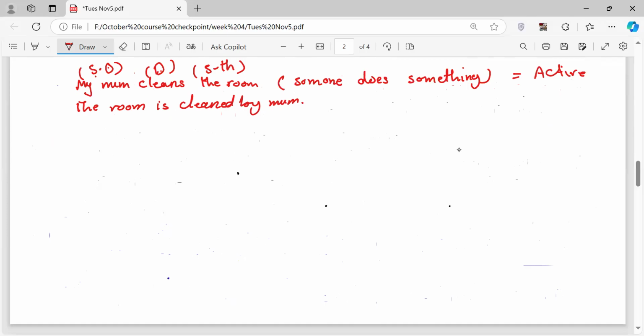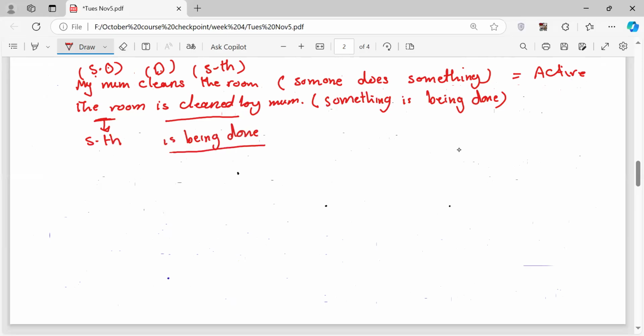Active sentences. Look at the second sentence. The room is being cleaned by mom. It means something is being done. The meaning of the sentence is the room, this is something, is cleaned, is being done. I don't care here about who does the action, which is my mom. If I said the room is cleaned, the meaning is correct. This kind of sentence is a passive sentence. So again, if a sentence says that someone is doing something, the sentence is active. And if I say that something is being done, the sentence is passive.